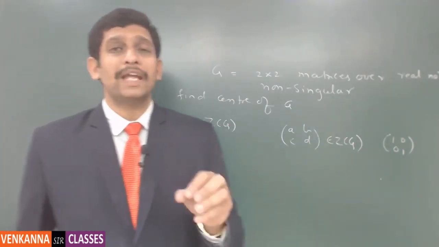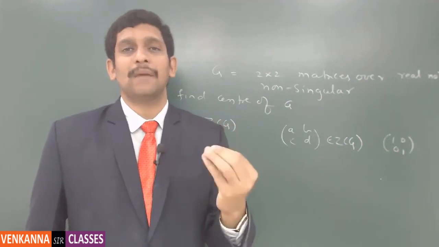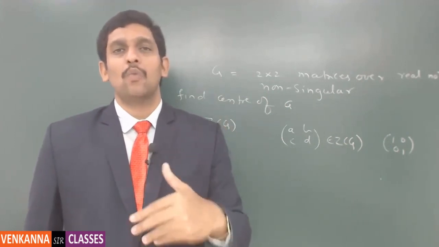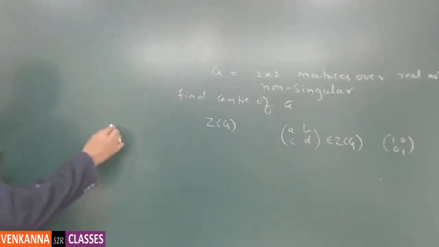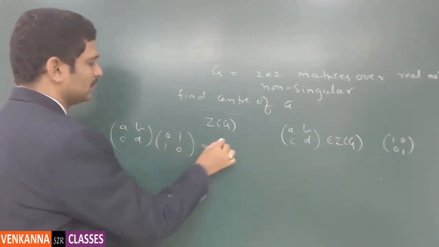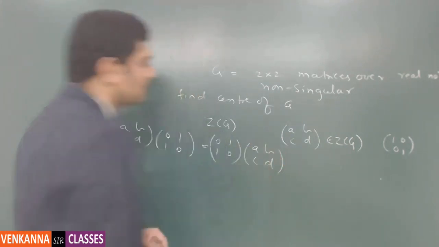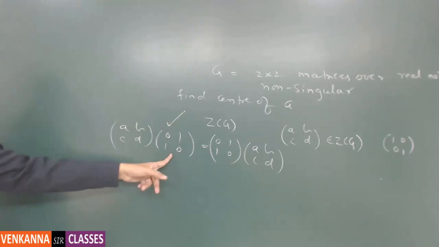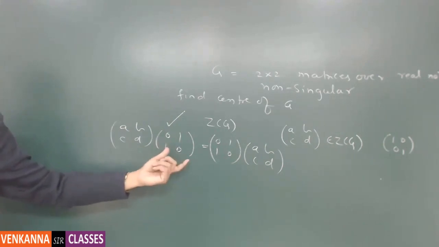So here my intention is to take 2 by 2 matrices in G, randomly pick some matrices, so that based on the concept of center, I will check what could be the possible values of A, B, C, D. In the first case, I will take [A B; C D] times [0 1; 1 0] equal to [0 1; 1 0] times [A B; C D], because in this place I can take any matrix in G. So here I have considered this matrix.